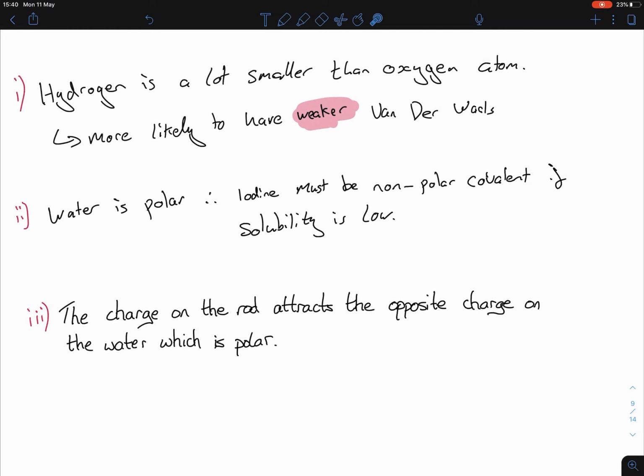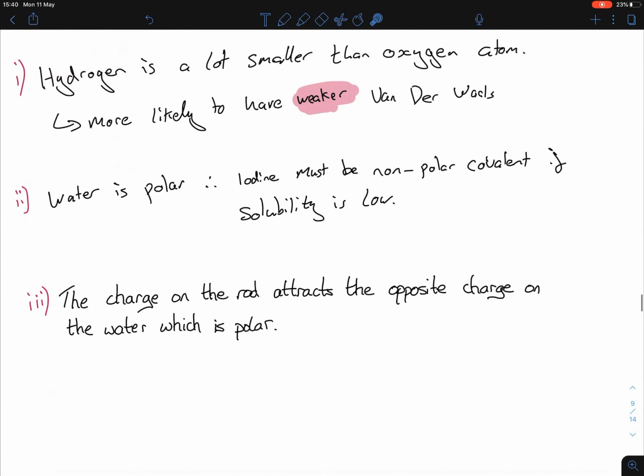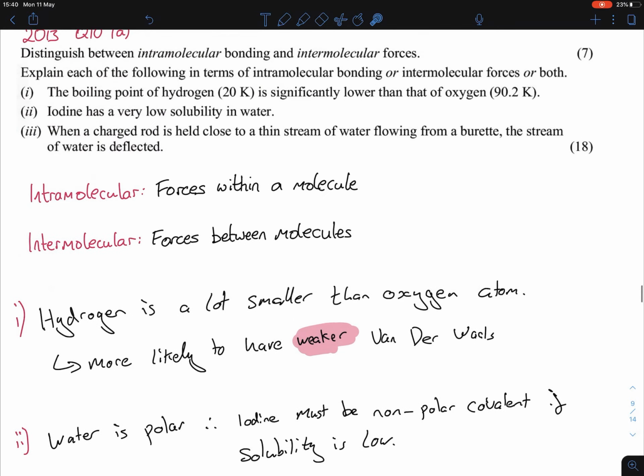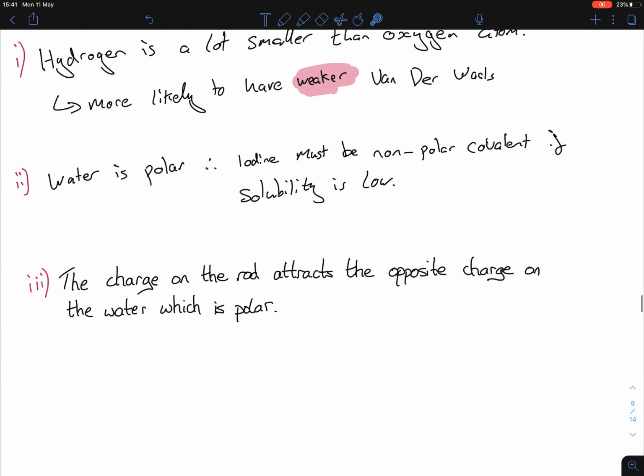So what happens there is the charge in the rod attracts the opposite charge on the water, which is polar. And when it does so, it actually deflects the water, okay, a small bit, because it's attracting the opposite charge. Okay, now if you don't know that, guys, honestly, I wouldn't be worrying about it too much. I would just learn that one off. Okay, it has come up before, and we're probably going to come across another question with it soon enough. But really, I would learn it off for that, because the answers are generally the same. If you just learned that off, you'll be fine.